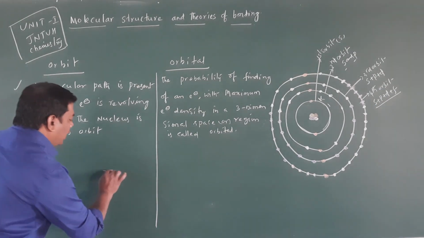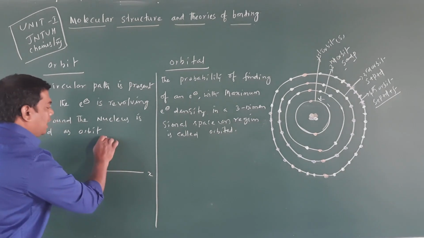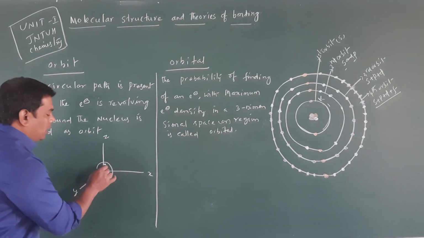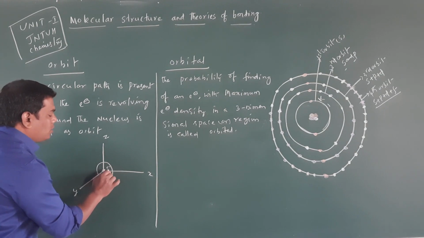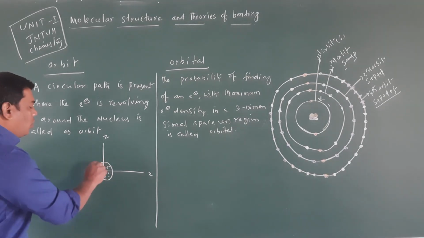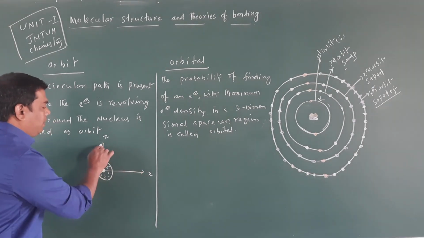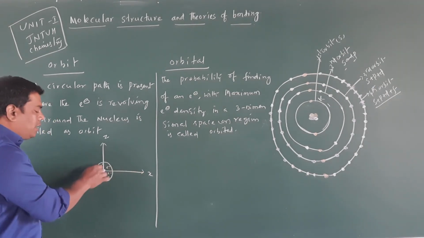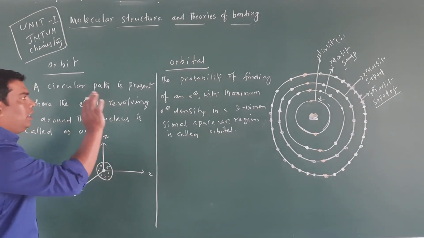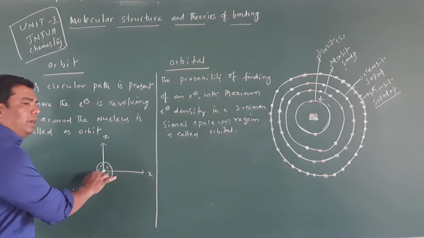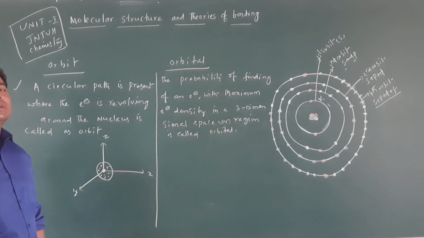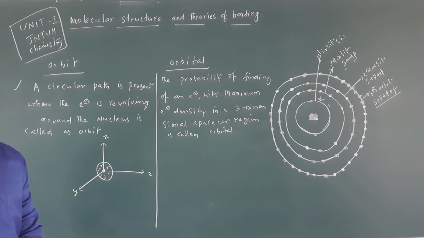Okay. So for example, we have three axes: x-axis, y-axis, z-axis. Let us assume this is the nucleus and this is the orbit, and the electrons are revolving around the nucleus. What does orbital indicate? This is a three-dimensional space. It means the electrons revolve in x direction, z direction or y direction. In this region where the electron density is maximum, we can say it is a probability only, not accurate. So it is the probability of finding an electron with maximum electron density in a three-dimensional space or region, called orbital.